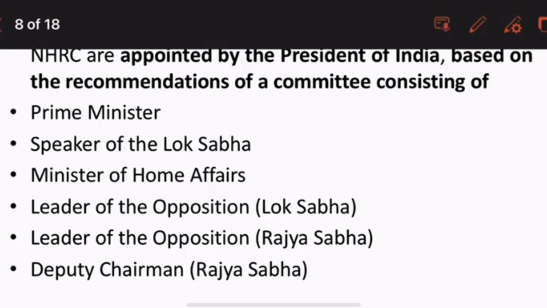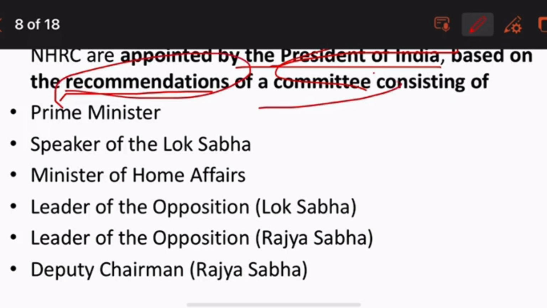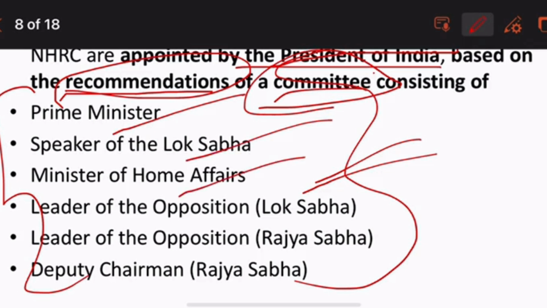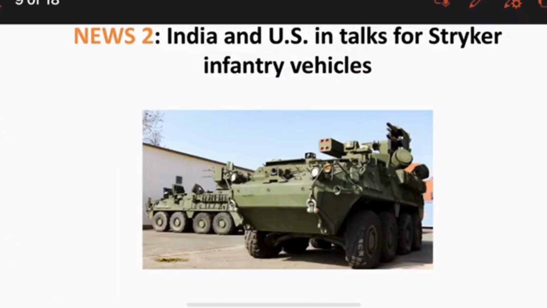The chairman and members of this commission are appointed by the President based on a recommendation. The President only will appoint, but the President does not have sole authority. The President should act on the advice of the recommendation given by the committee. This is very important for prelims; it has already been asked in the UPSC prelims question. The committee consists of the Prime Minister, Speaker of Lok Sabha, Minister of Home Affairs, Leader of Opposition of Lok Sabha, Leader of Opposition of Rajya Sabha, and Deputy Chairman of Rajya Sabha.